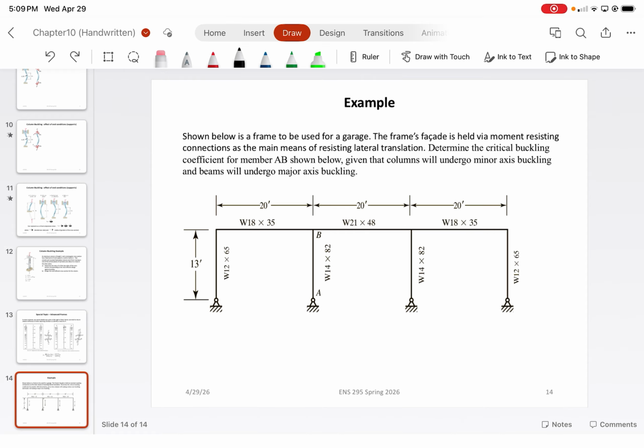So what we first need to really do is, first of all, determine what our G values are, because the G's are going to determine what K is. So we could first do GB, all right? That is basically the G value at this joint B.